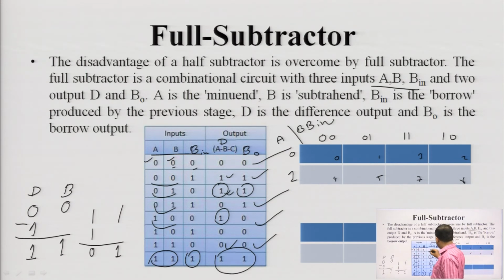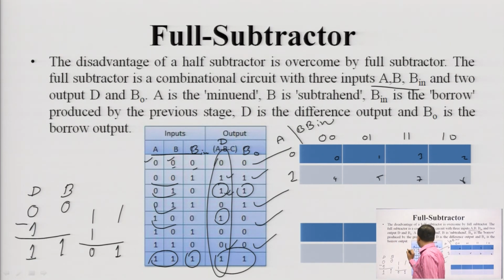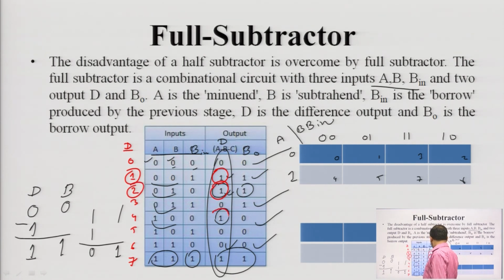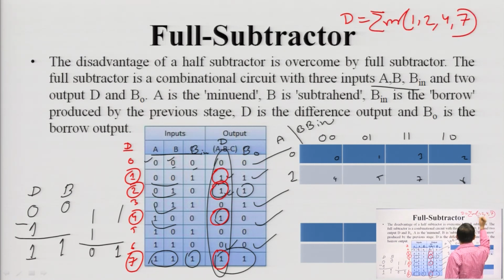Here we will check this column, for which case we are getting 1. We are getting 1 for decimal 1, 2, 4 and 7. So the difference will be summation small m 1, 2, 4 and 7.